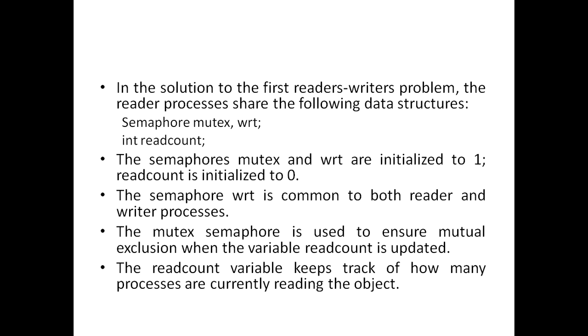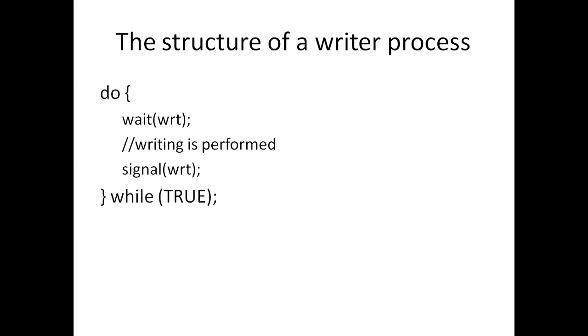The semaphore write is common to both reader and writer processes. The mutex semaphore is used to ensure mutual exclusion when the variable read count is updated. This mutex variable is used to determine who has got permission to access the database. The read count variable keeps track of how many processes are currently reading the object.